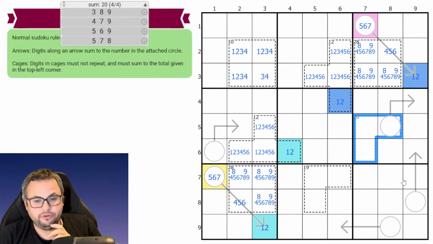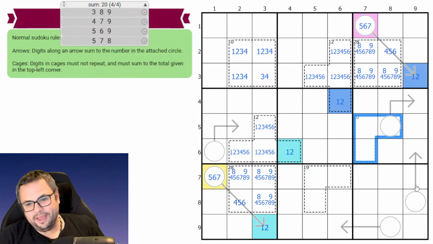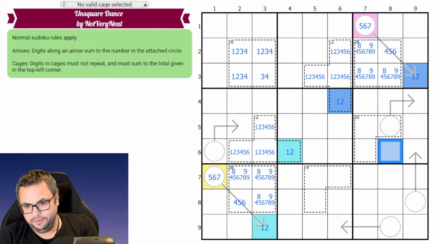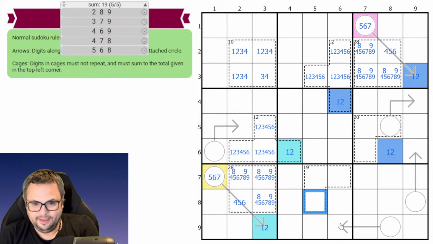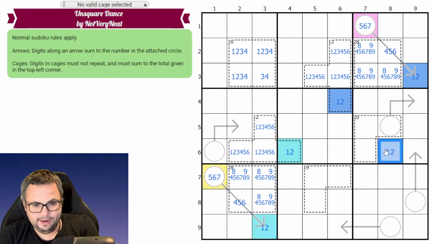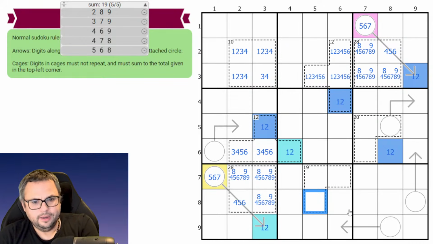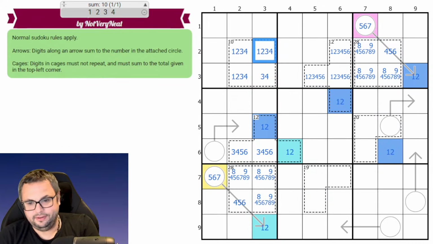Yeah, the 1, 2 certainly never goes in the 20 cage. That's very nice. Wow, that's gorgeous. Yeah, the 20 cage, the smallest digit they can go in it is 3, so this is a dark blue. And I bet that's going to make this 289, but let's wait and see. So this is now dark blue for the 12 cage. So those aren't 1, 2. So that's not 1, 2.